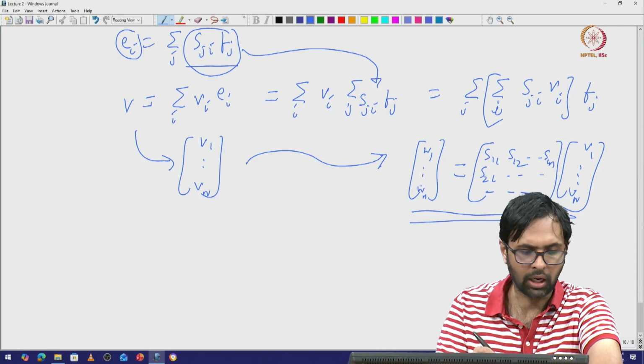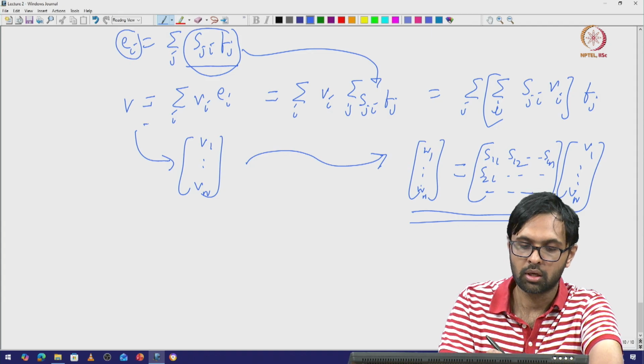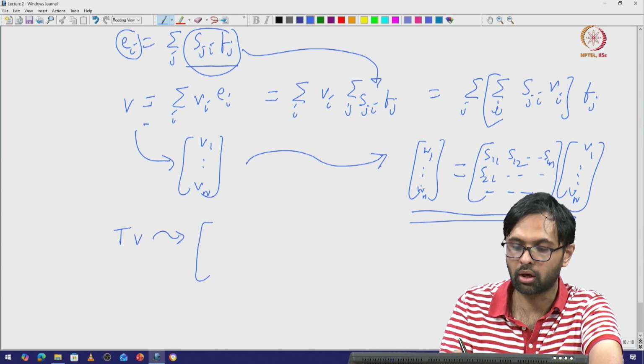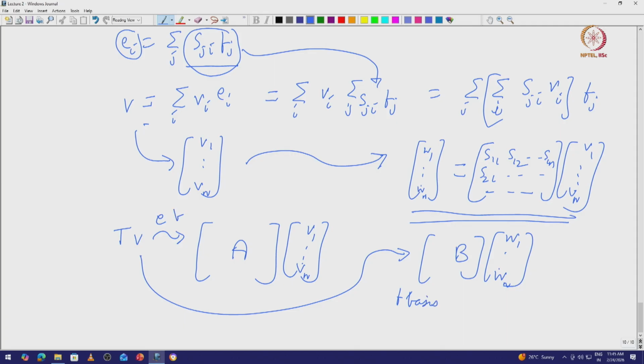Now if I take V, again it's represented by a column vector, so suppose I take TV. We just agreed that TV corresponds to multiplying this column vector by the matrix A. Likewise, if I take the same TV, it will correspond to multiplying by the matrix B in the F basis. This is in the E basis. So how are these two related?